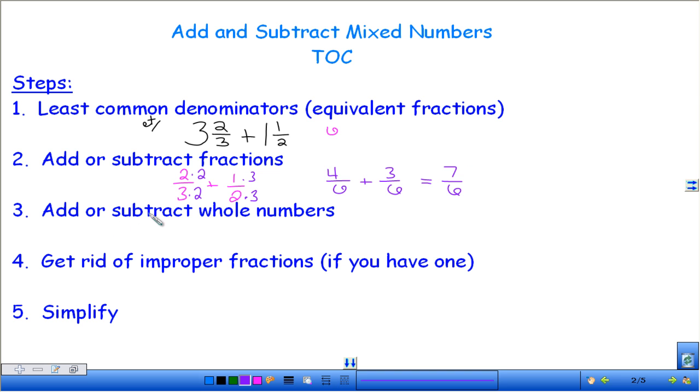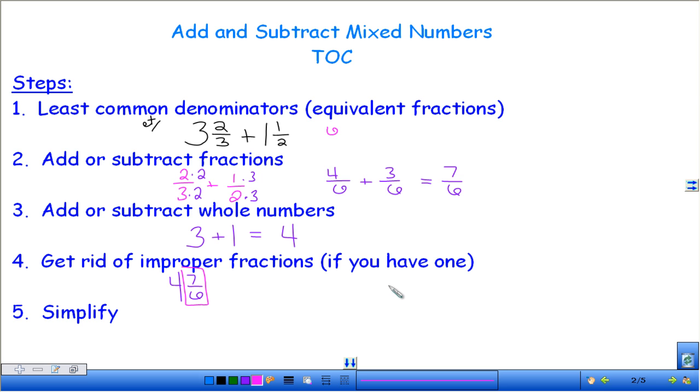Step 3 is you add or subtract the whole numbers. So we're going to have 3 plus 1 equals 4. And then step 4, you're not always going to have to do step 4. We need to get rid of any improper fractions. So right now our answer is 4 and 7/6 from part 2 and part 3. But 7/6 is an improper fraction. It means our numerator is bigger than our denominator. So we need to change that to a mixed number.